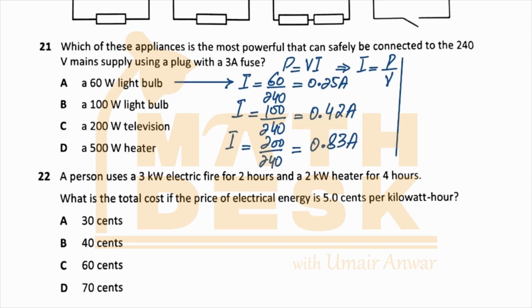And lastly, we have current equal to 500 divided by 240, so we have a current of 2.1 amperes. So this would be the device which could be safely connected with the 3 ampere fuse in the given scenario.